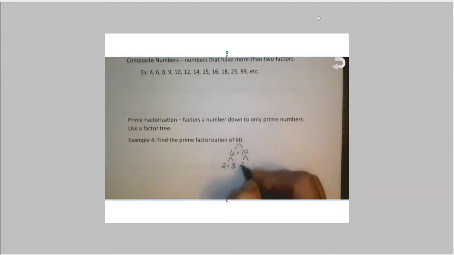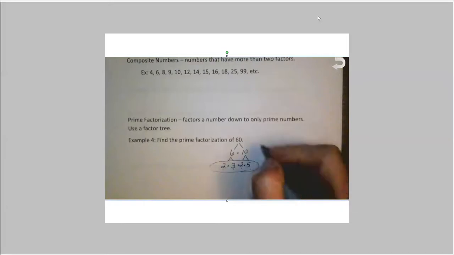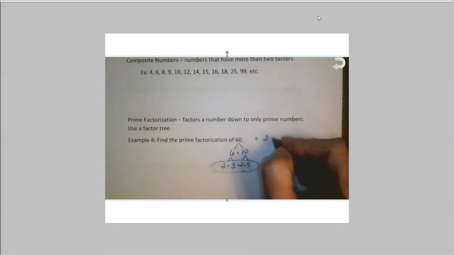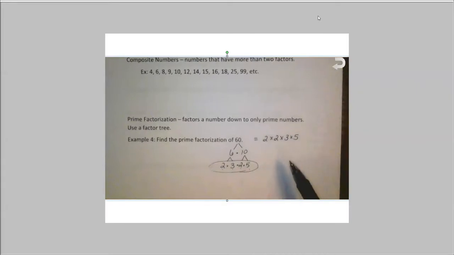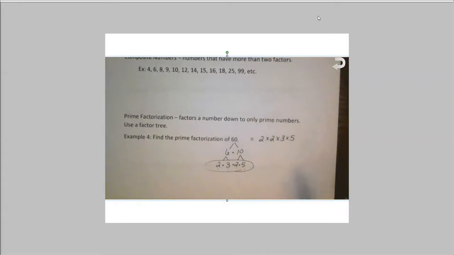It can be factored down to 2 times 5. So now what I have is a row of all prime numbers. If I were to multiply 2 times 3 times 2 times 5, then I get 60. Okay, so the prime factorization, I typically put these in order numerically, though you would not get deducted points if you don't, unless it asks you to do that. So be sure to read those directions carefully.